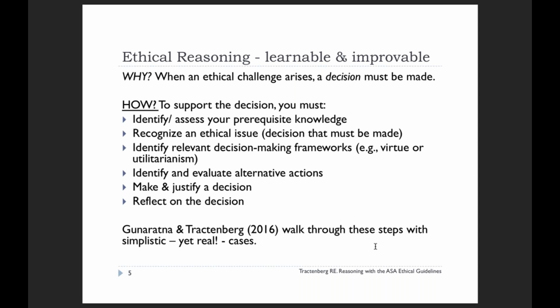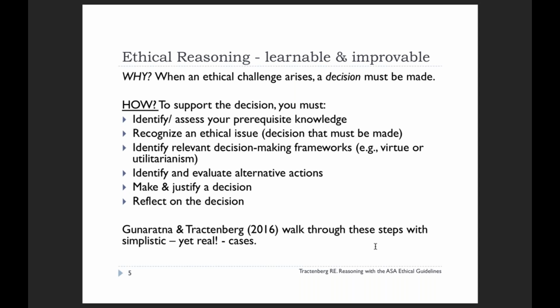And then identifying and evaluating alternative actions given that framework. For example, if you choose utilitarian or if you choose a virtue ethics model, identifying and evaluating alternative actions is actually the other very difficult step in the ethical reasoning process. Once you recognize the ethical issue and identify the alternative actions, then you have to make your decision. You're going to choose one of those alternatives and justify it.